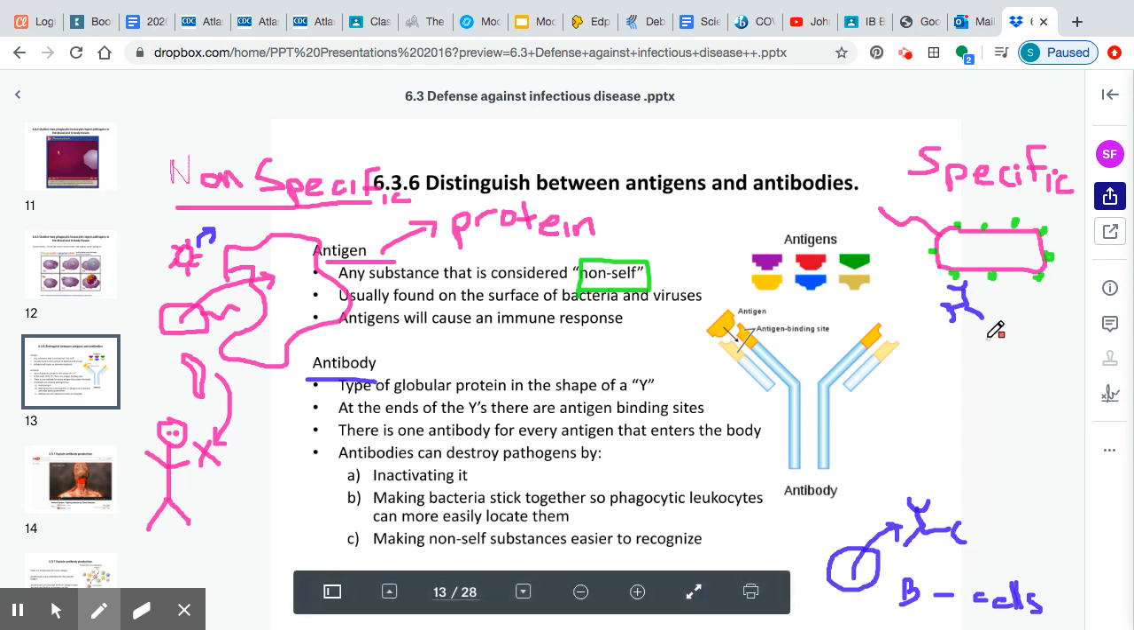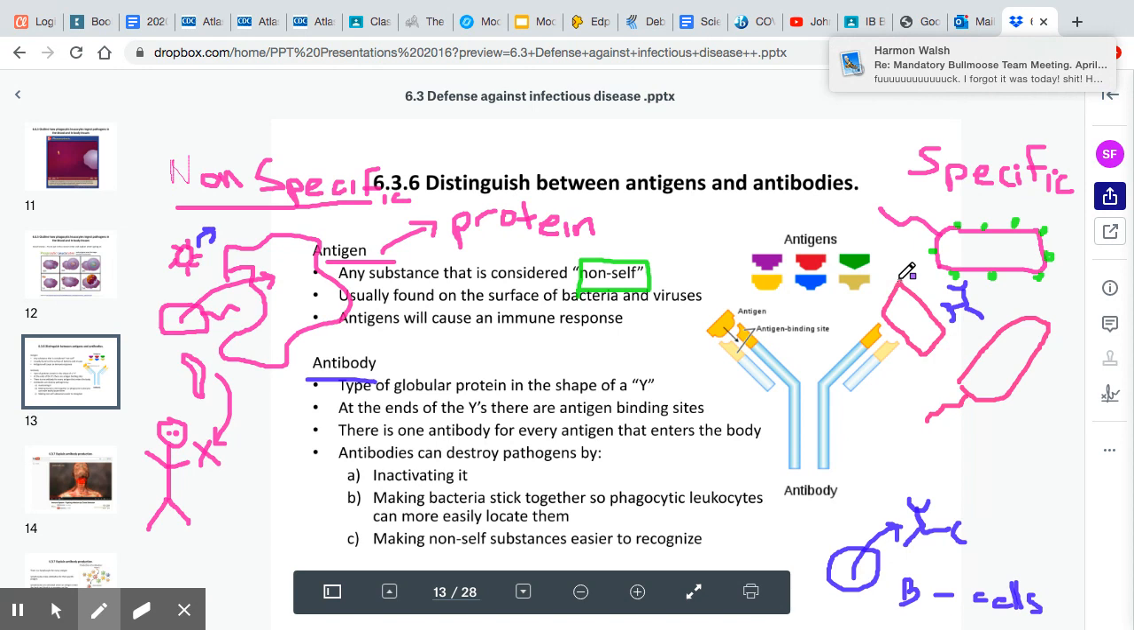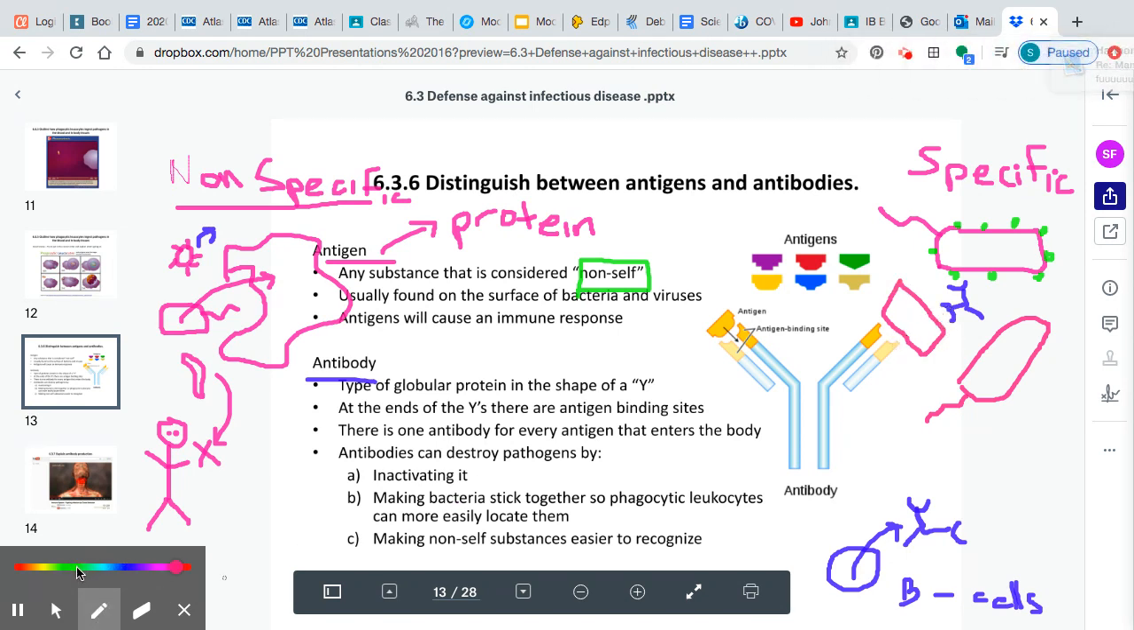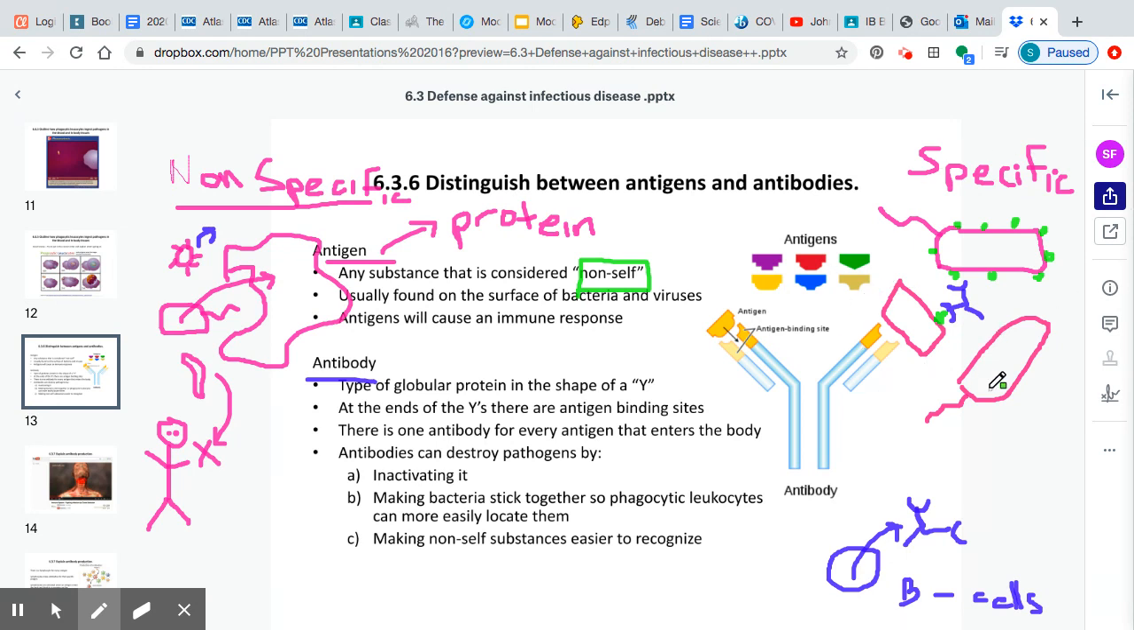Number two, you can make other bacteria stick together. So if I have another bacterium here, and I should have drawn it over here, let's say we have another bacterium over here, and it has an antigen on the surface over here. Now I've stuck two bacteria together, and they're just going to be clumped, stuck together. So it's going to be easier for these guys to come around and munch on the bacteria and eat many of them at the same time.